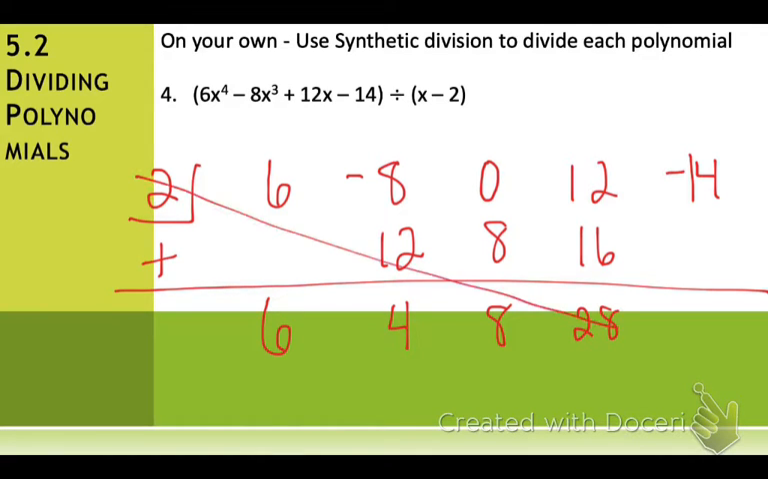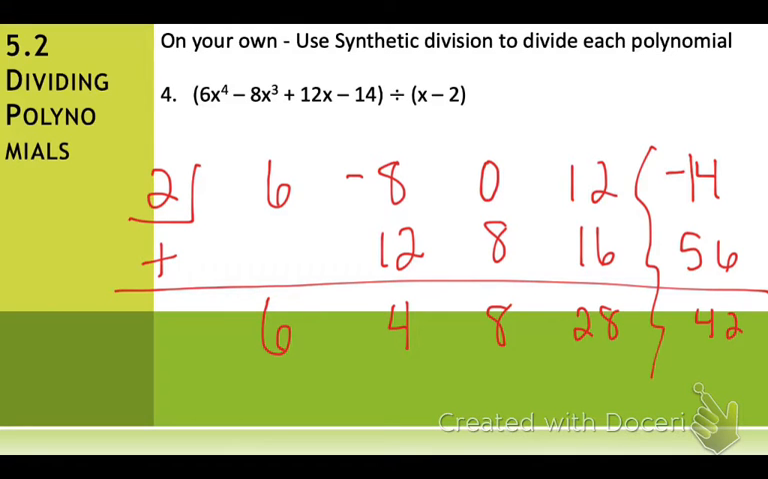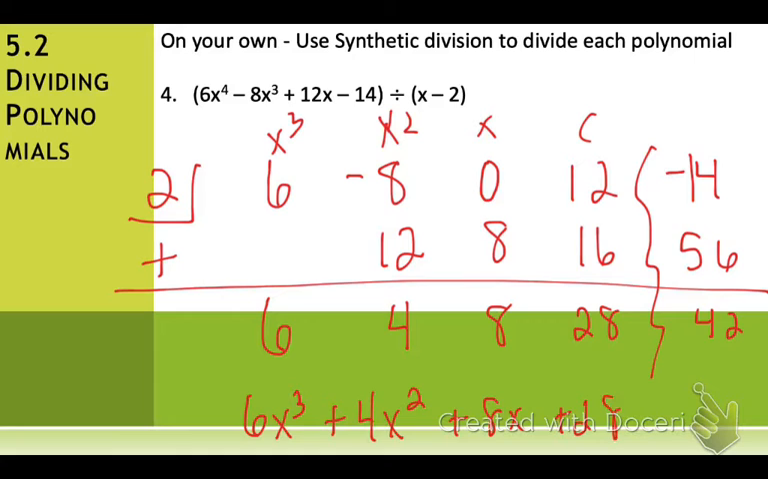And 2 times 28 is 56. Add those, you get 42. That's my remainder. So constant, x squared, x cubed. So my answer is 6x cubed plus 4x squared plus 8x plus 28 plus 42 over x minus 2.